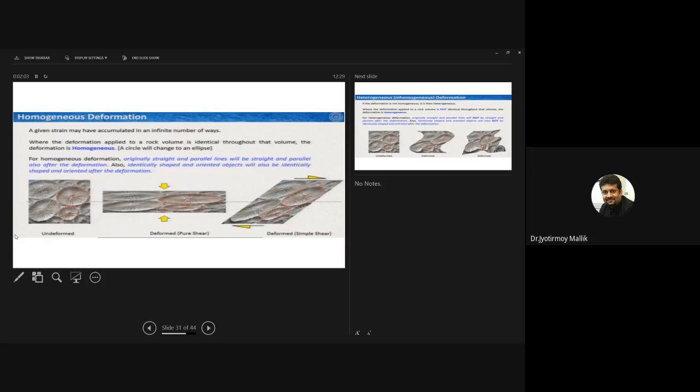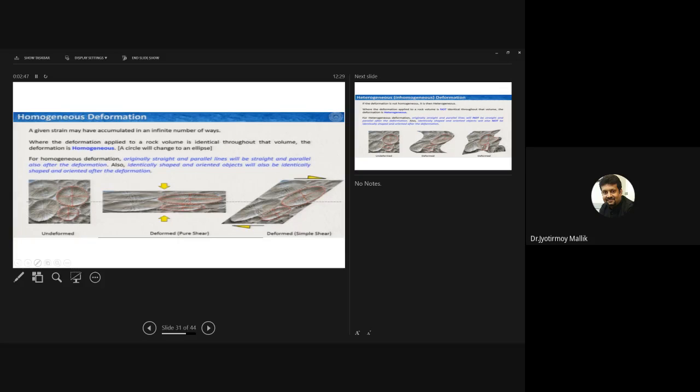Now let's talk about something called homogeneous deformation. We talked about homogeneous and heterogeneous, what they are, and how you would identify them in our introductory class. But let's see, in terms of deformation, what do we call a homogeneous deformation? Given strain may be accumulated in an infinite number of ways, whereas if the deformation applied to a rock volume is identical throughout the volume, the deformation is called homogeneous deformation. It is the same everywhere throughout the rock volume.